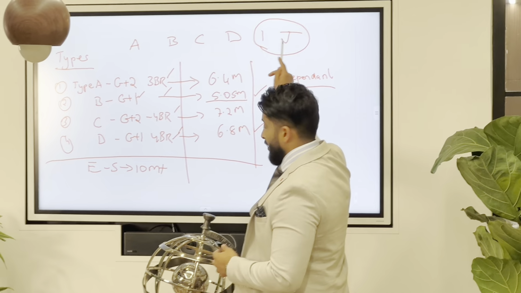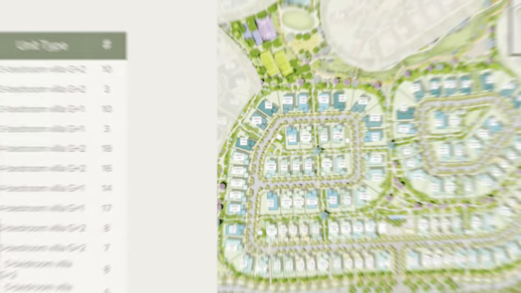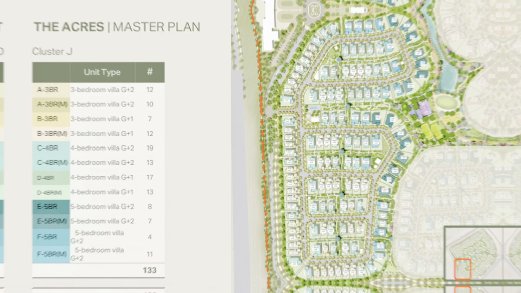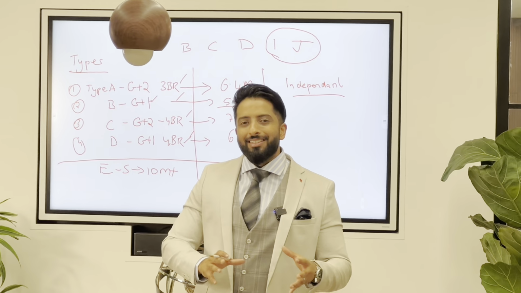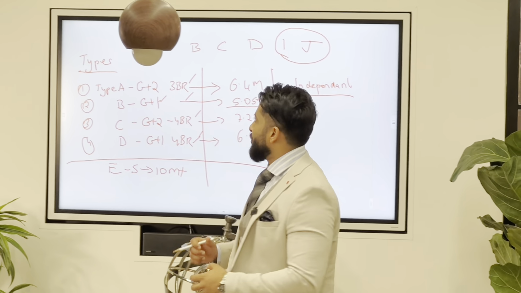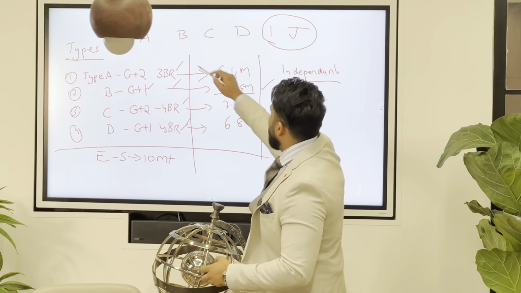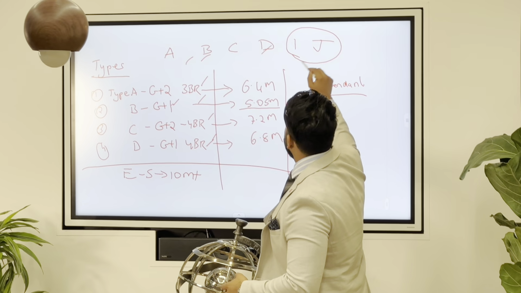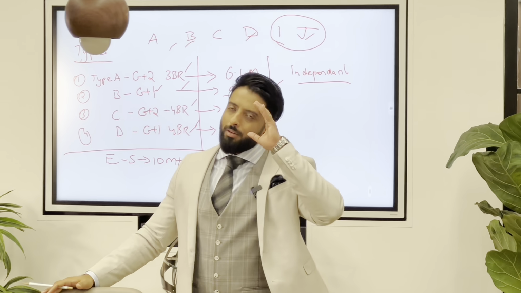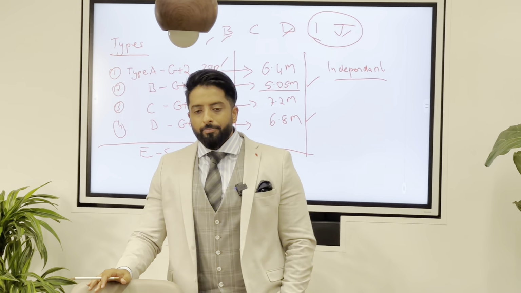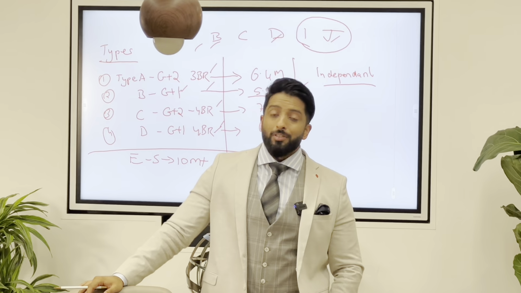Okay, so cluster I and J is the closest to the central park. So that will be the highest demanded. That property will definitely automatically get a lot of demand. So Meraas initially launched A, B, D and J. So C and I is left. So I is definitely something that I am targeting, because I know the location is fantastic.